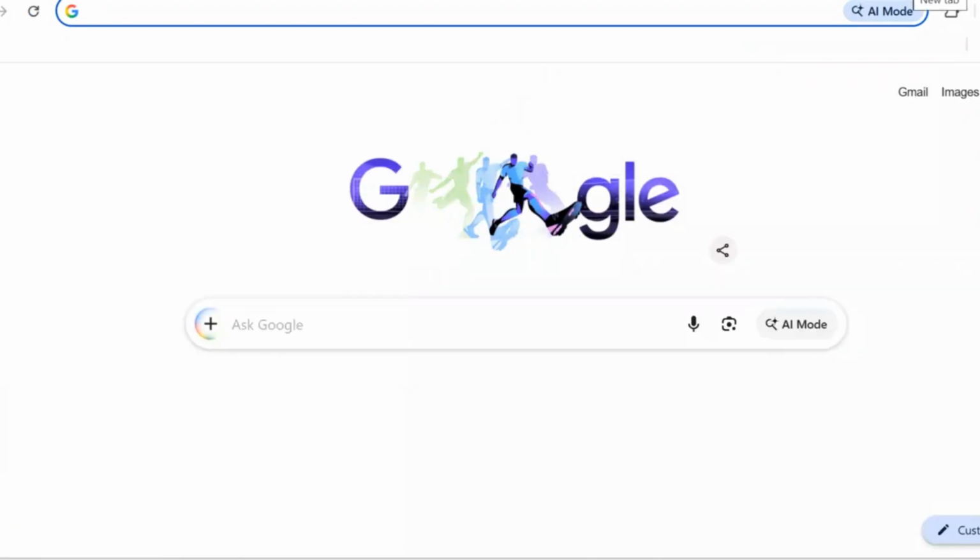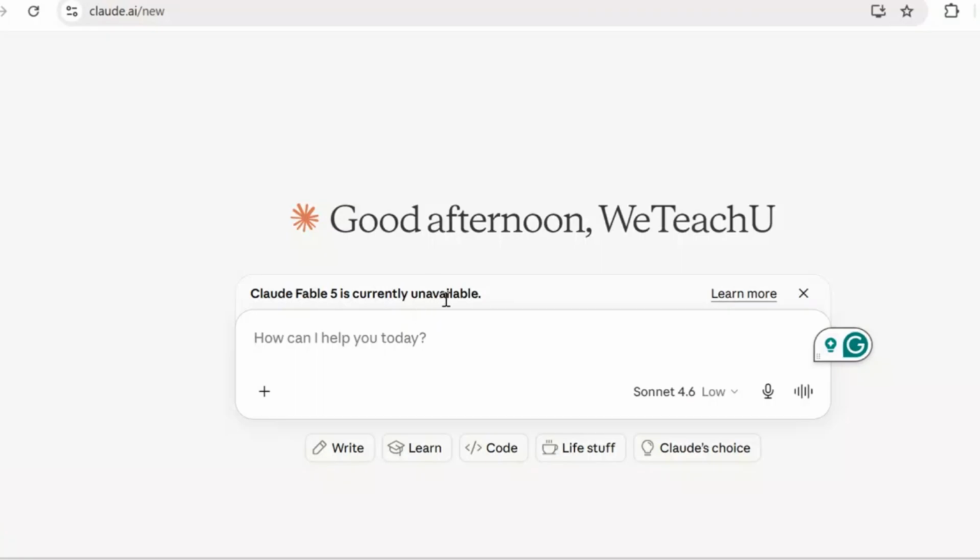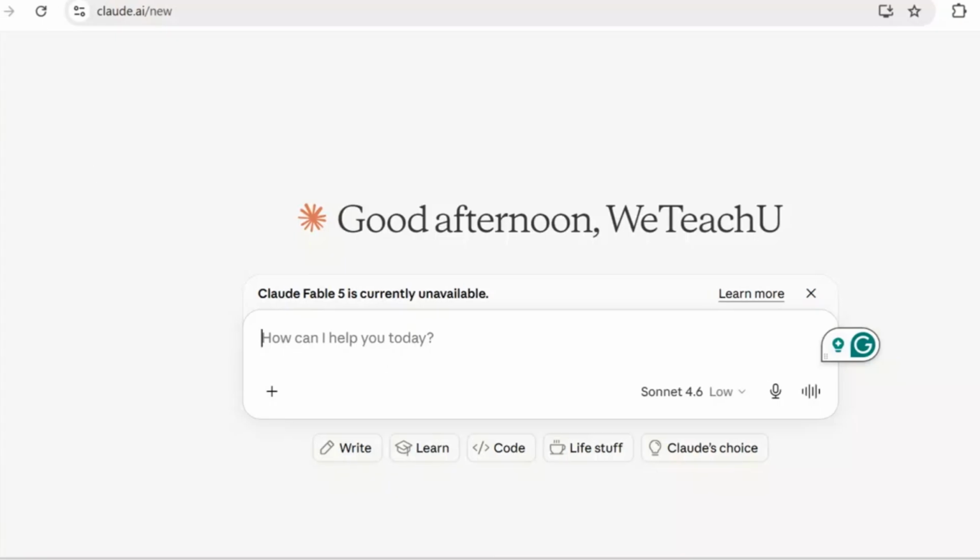Section 3 of the tutorial, the interface tour. So this is Claude AI in your browser, and you will find the links to download Claude to your desktop, or to your iOS or Android, below. And let me walk you through what you're looking at.